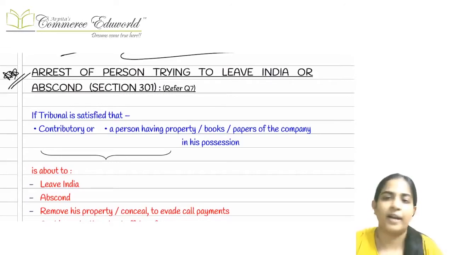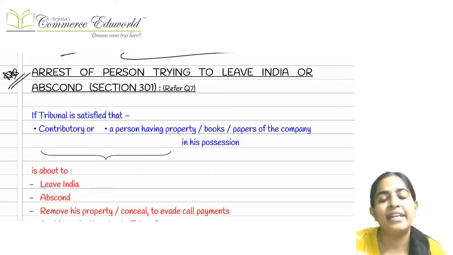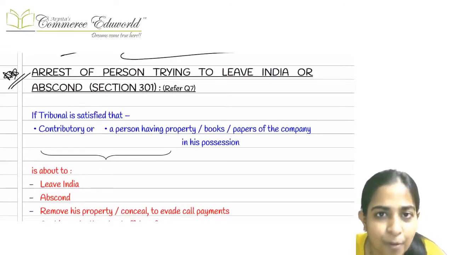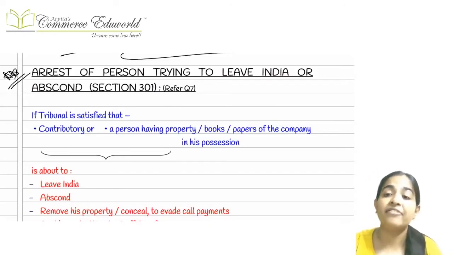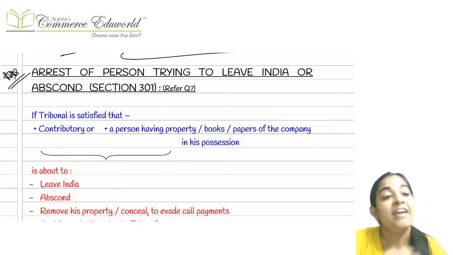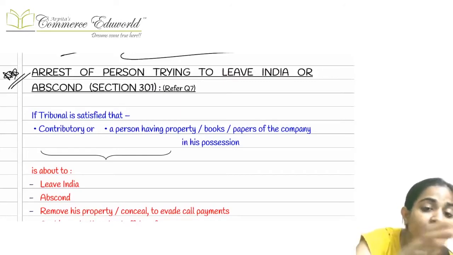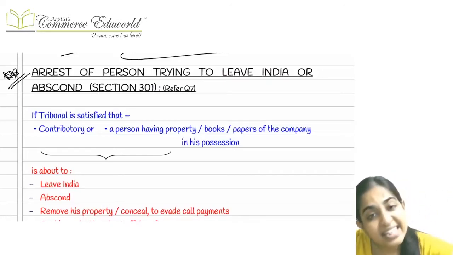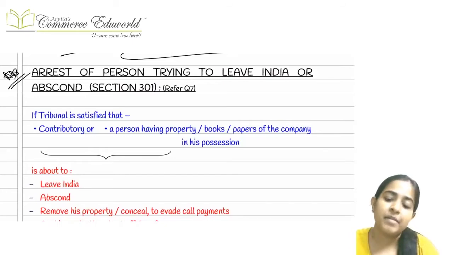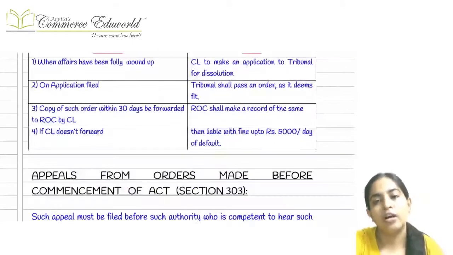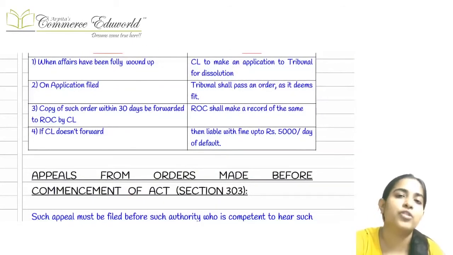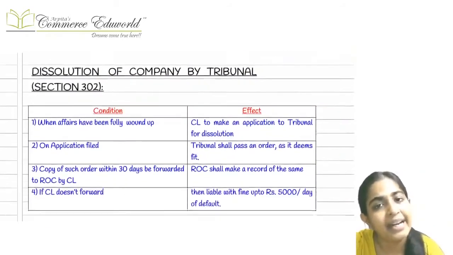I don't know how much practically it is happening, but anyway, we can stop that particular person from leaving India. Similarly, if that person is leaving with some assets, we can seize the assets of that person. If that person is leaving with the books of accounts of the company, we can seize those books of accounts of the company. So basically, the company law has given the powers to the tribunal that all these things can be done.